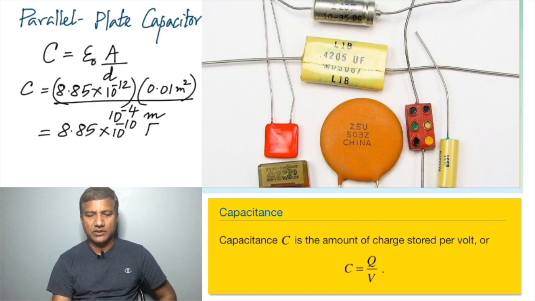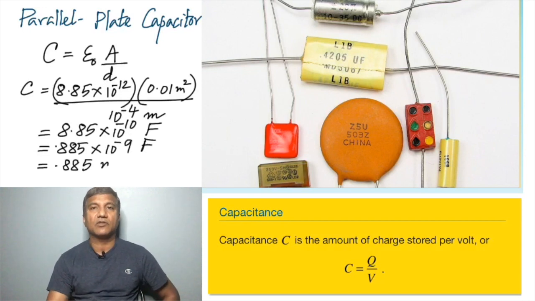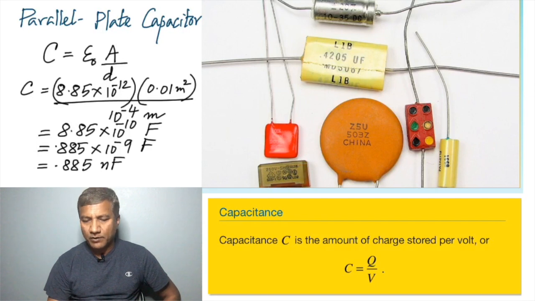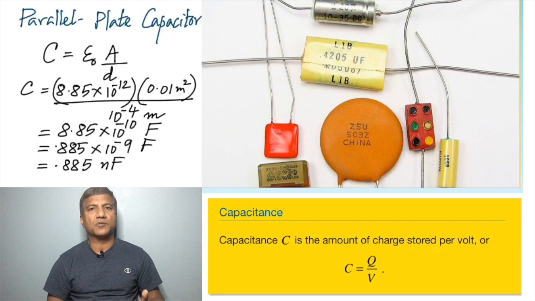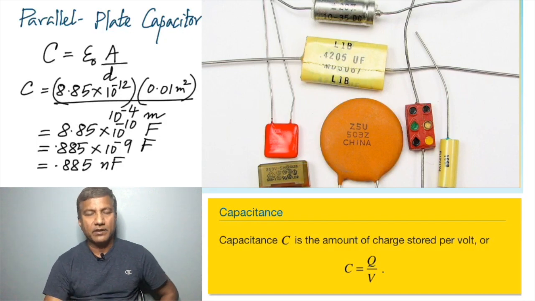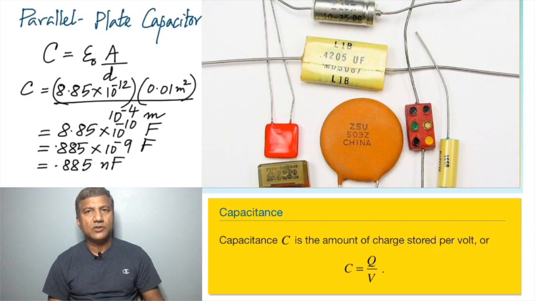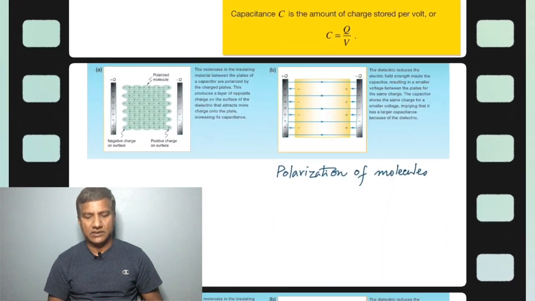So when you do the calculations, you get the capacitance as 8.85 times 10 to the negative 10 farad, which is 0.885 times 10 to the negative 9. And why did we have to write it in terms of 10 to the negative 9? Because then it can be expressed as nanofarad. 1 nanofarad is 10 to the negative 9 farad. So we get 0.885 nanofarad. So this is how the capacitance of a parallel plate capacitor is calculated.